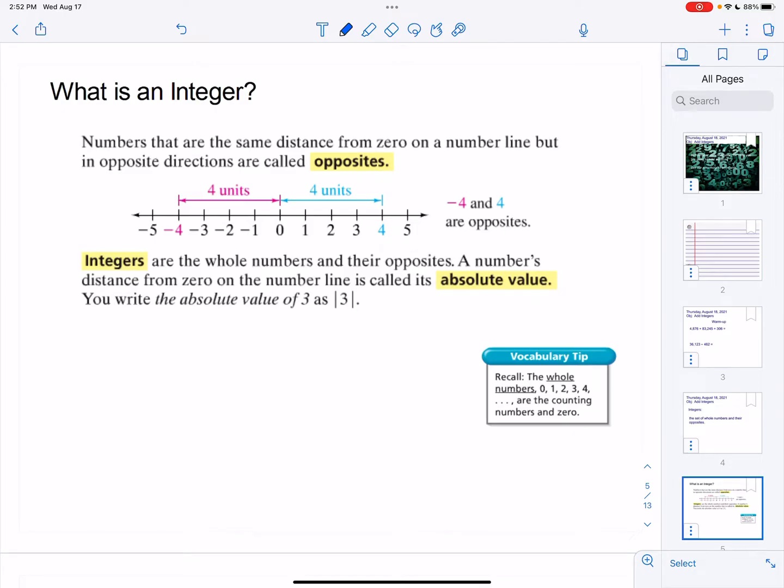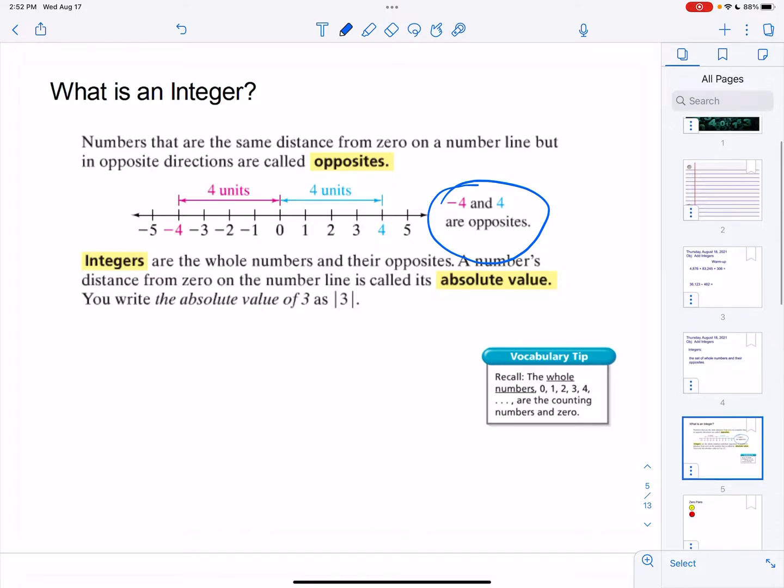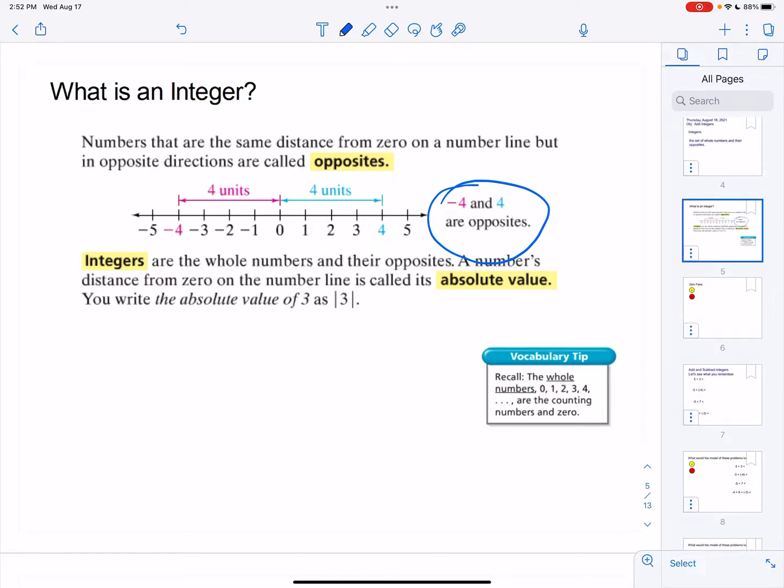So with integers, we know that opposites are the numbers that are the same distance from zero on a number line. So -4 and +4 are what we would call opposites of each other. Okay, we also know the integers, again, like we just talked about, are the whole numbers and their opposites. And yesterday we did talk about the absolute value. So let's move on into our lesson for today.